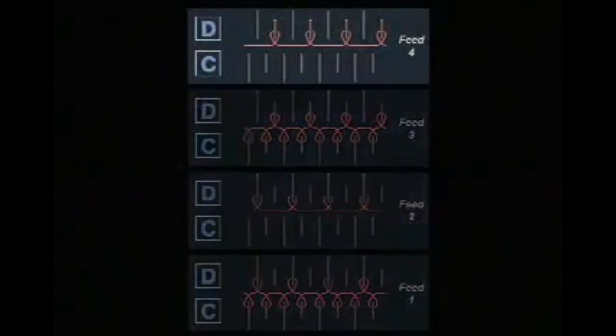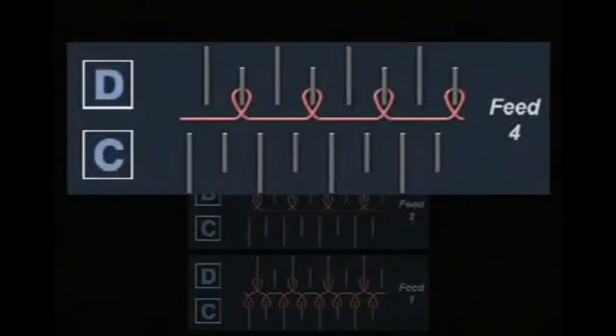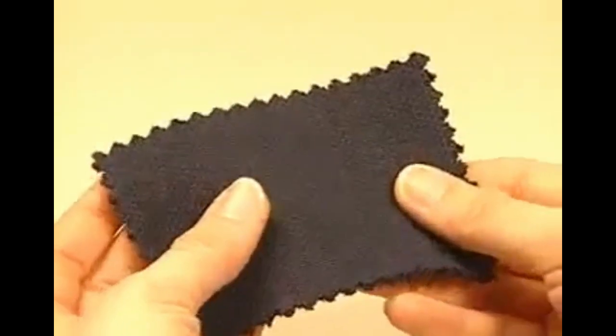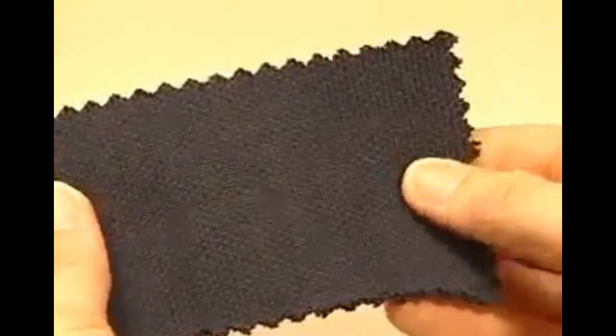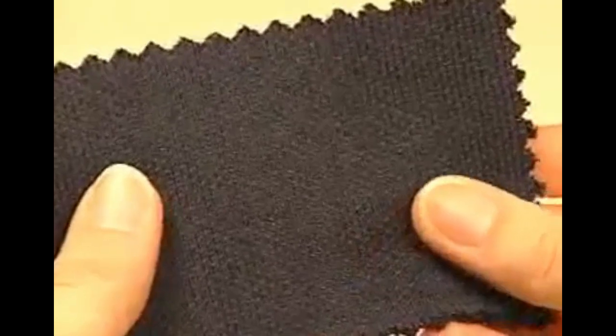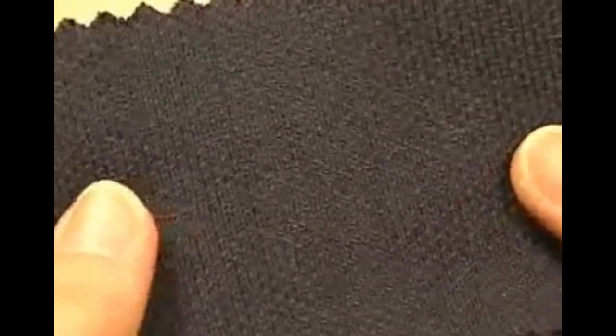With feed 4, the machine knits only on the dial needles with short butt positions. The Swiss piqué produced from this needle pattern has a distinctive texture and appearance. The fabric produced has good stability and does not curl.